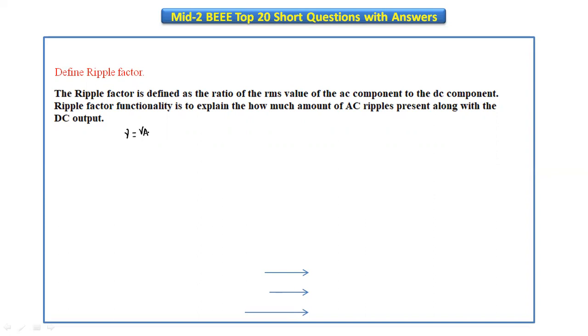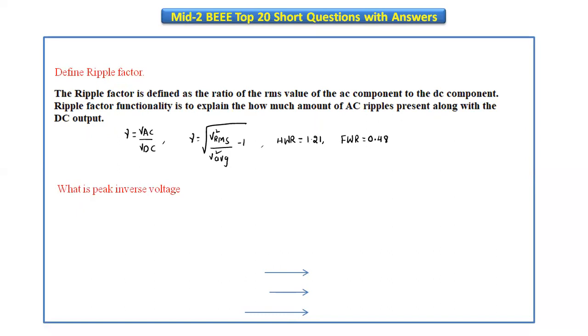The formula is gamma = VAC / VDC, which equals the square root of (Vrms squared divided by Vaverage squared minus 1). For the half wave rectifier, the ripple factor is 1.21. In the case of the bridge full wave rectifier and the center tapped full wave rectifier, in both full wave rectifiers we get a ripple factor of 0.48. The ripple factor is improved in the full wave rectifier.